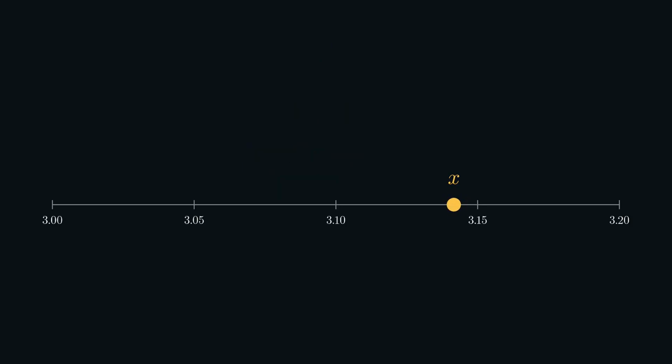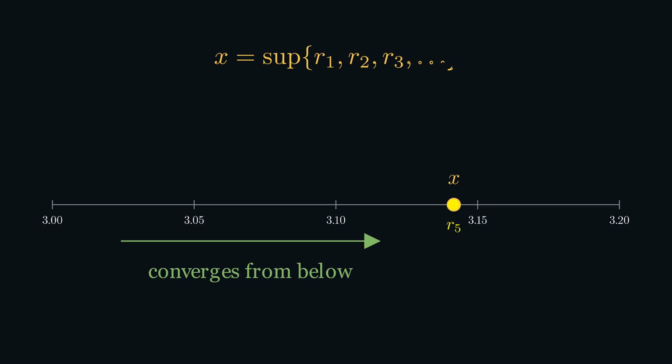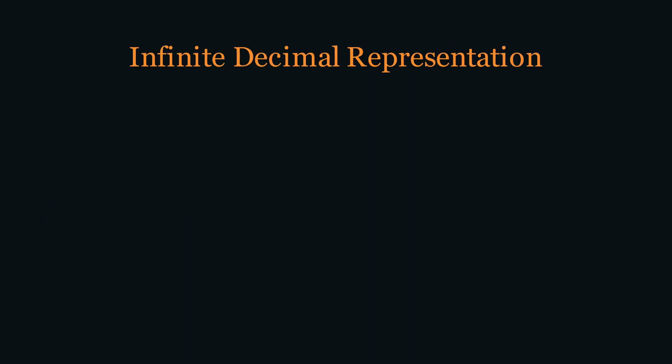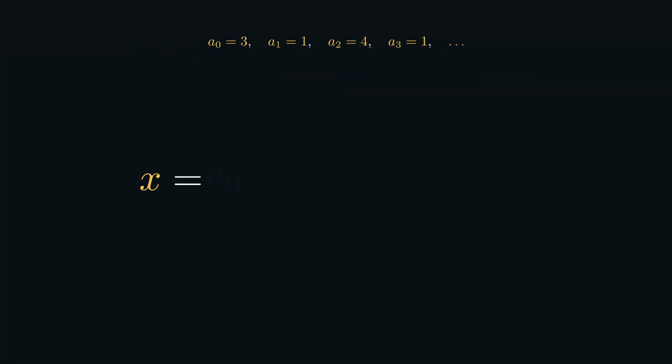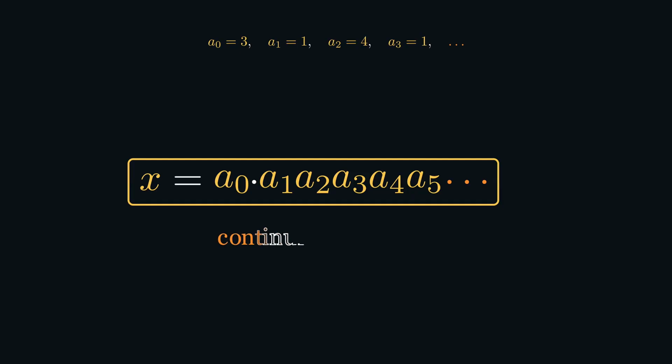The result is a sequence of finite decimals R1, R2, R3, and so on, each one closer to x than the last. And x is the supremum of this sequence. The decimals converge to x from below. The digits a0, a1, a2, a3, and so on, obtained by this process, define an infinite decimal representation of x. We write x equals a0.a1a2a3, continuing forever.